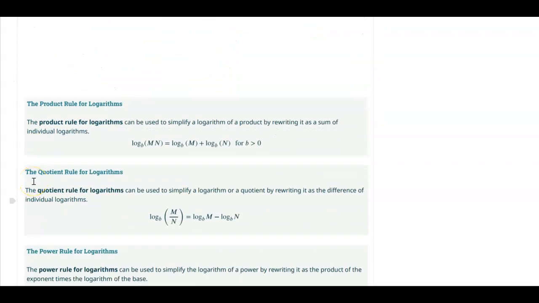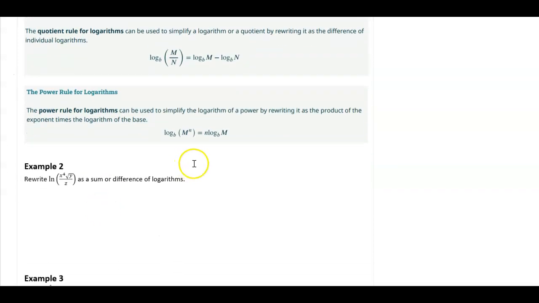All right, we also have a set of rules for logs in which they can be combined. If you have a multiplication inside the argument, then you can separate those with logs and addition in between them. If you have a division inside the argument of the logarithm, then you could separate those with subtraction. And then the power rule: if you have something raised to a power inside the log, you can bring n in front of the log.